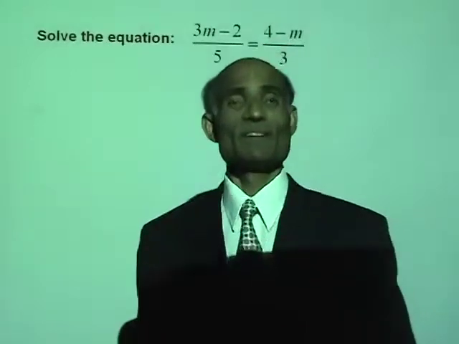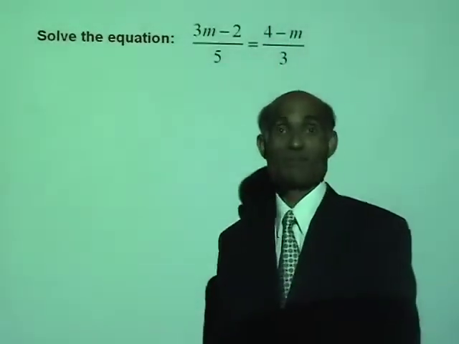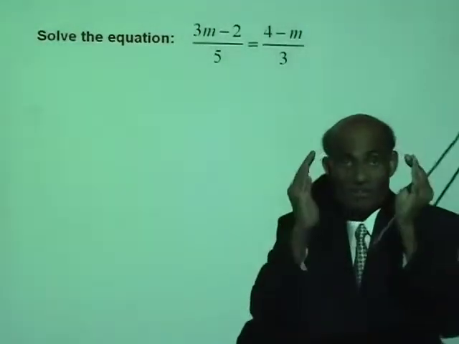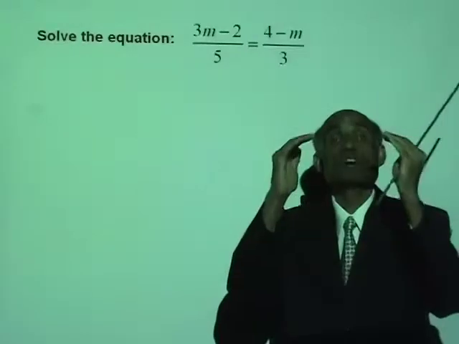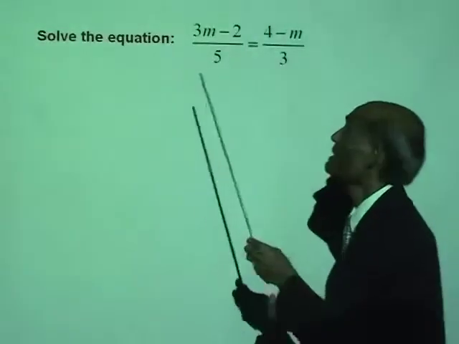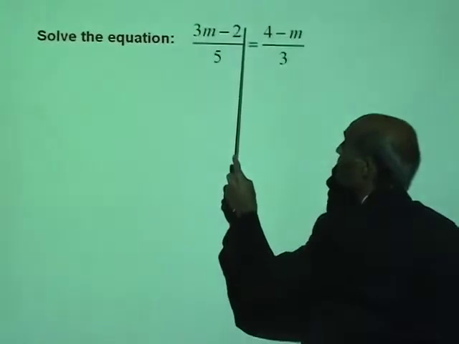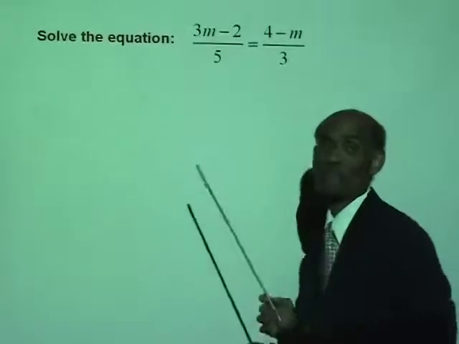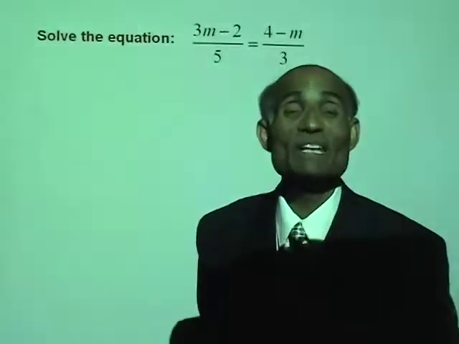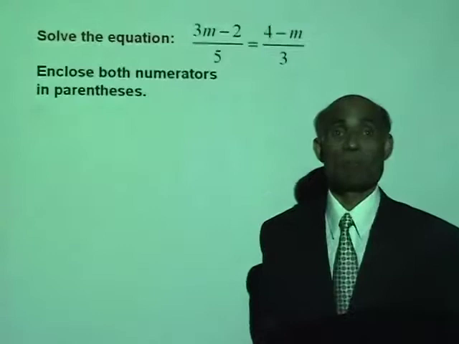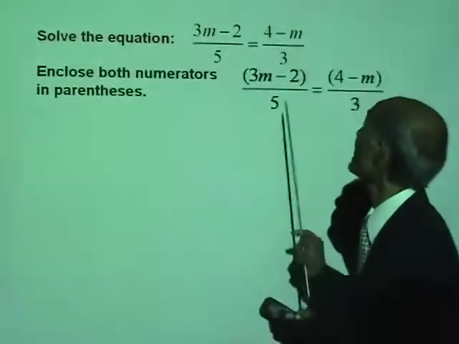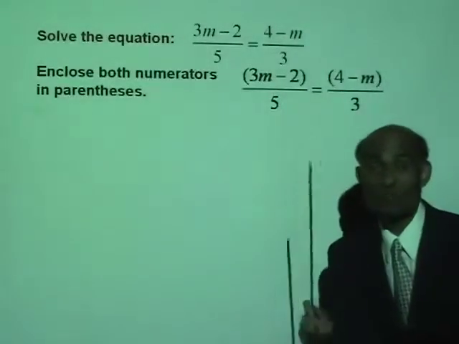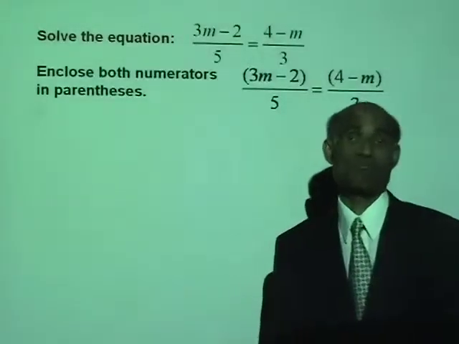Okay, another one, a similar one. You can see both numerators are quantities. You need to first enclose each of them in parentheses. 3m minus 2, enclose that in a parenthesis. 4 minus m, enclose that in a parenthesis. And then you are ready to take your cross product. Enclose both numerators in parentheses, and it will now look like this. Always do this before you take your cross product.